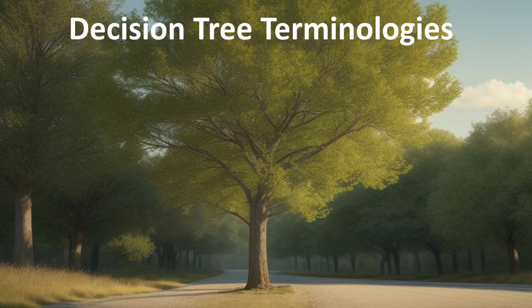Decision tree terminologies. Splitting. Splitting is the process of dividing the decision node or root node into subnodes according to the given conditions. Branch or subtree, a tree formed by splitting the tree. Pruning. Pruning is the process of removing the unwanted branches from the tree. Root node is from where the decision tree starts. It represents the entire dataset, which further gets divided into two or more homogeneous sets.